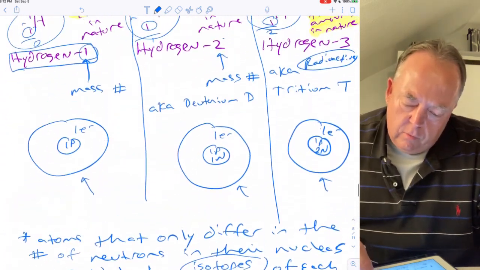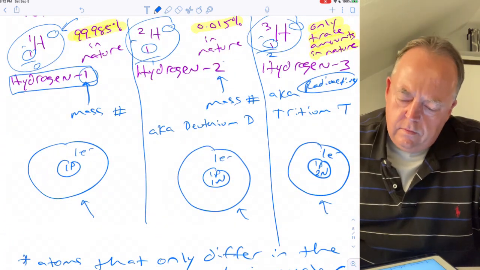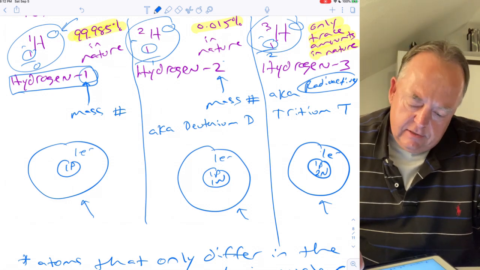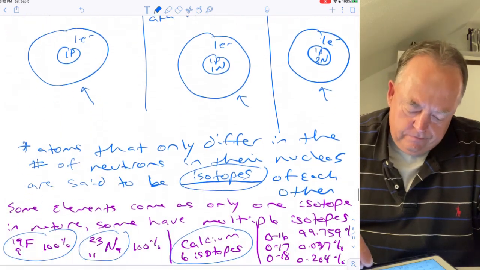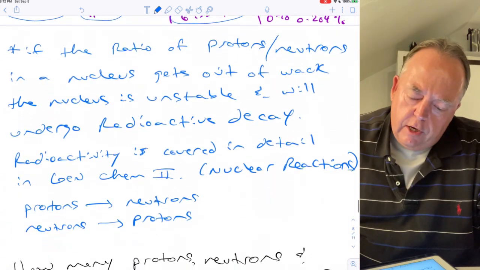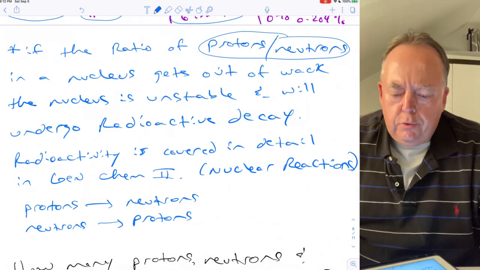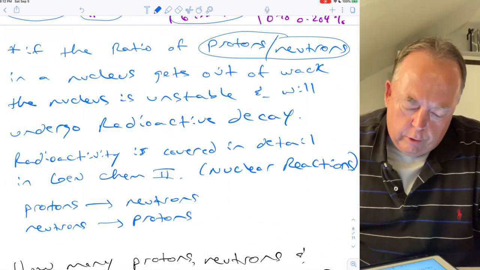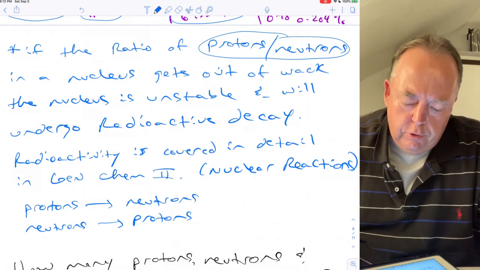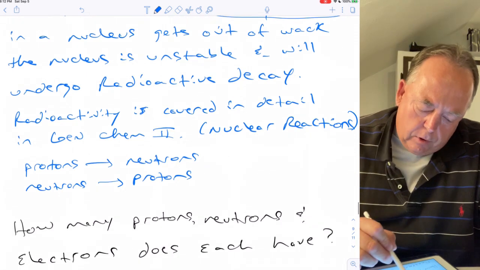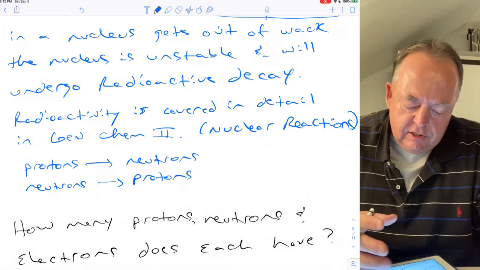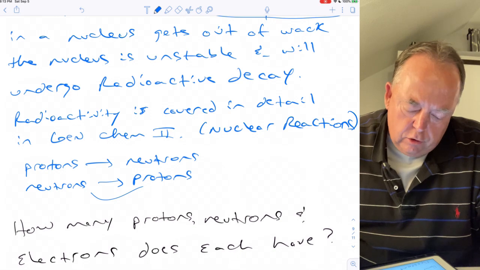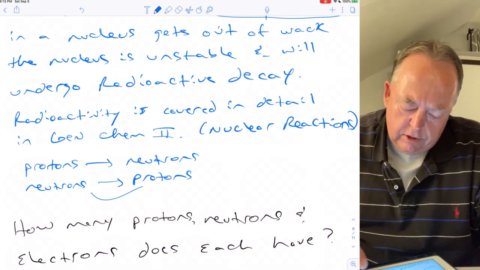Okay, so just to say a little bit more about this: what leads to something being radioactive is an unstable nucleus. If the proton to neutron ratio, which is what's in the nucleus, gets out of whack, then the nucleus can be unstable and it will undergo radioactive decay to create a more stable nucleus. Basically, when that happens, if you have too few neutrons, then a proton can be converted to a neutron. Or if you have too many neutrons, then a neutron can be converted to a proton.